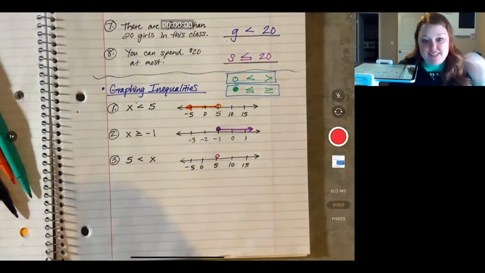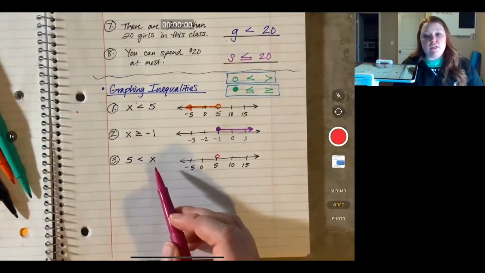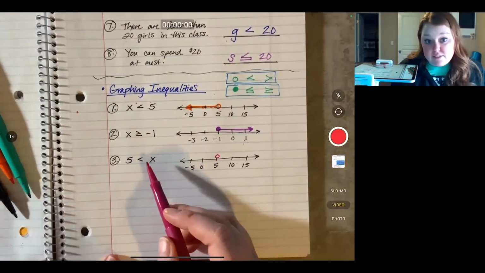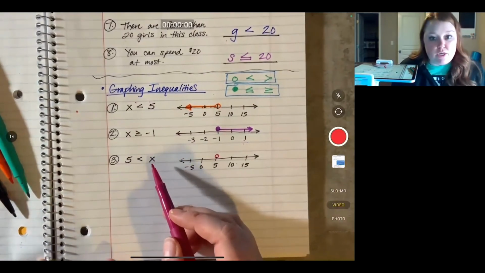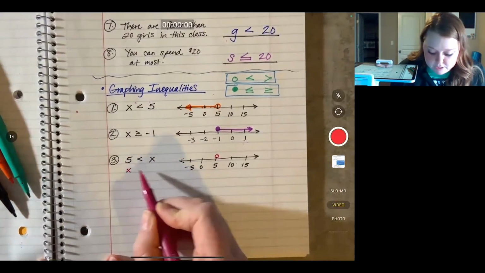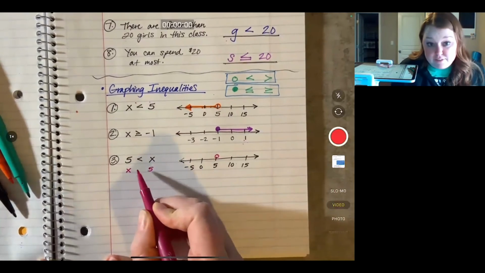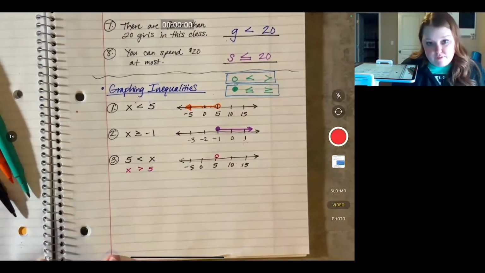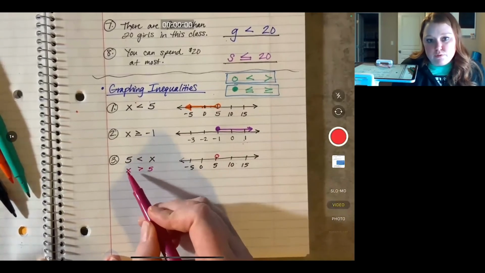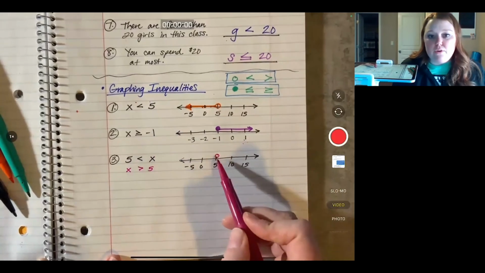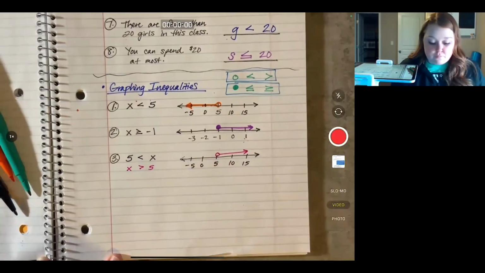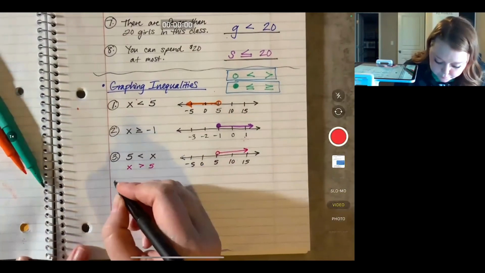But that's actually going to be wrong because x is not less than 5. 5 is less than x. So let's rewrite this so we can graph it properly. If 5 is less than x, then that means that x is greater than 5. Okay? Because x is your possible solution. So your possible solutions are greater than 5. Well, where do the numbers live that are greater than 5? To the right. Okay?